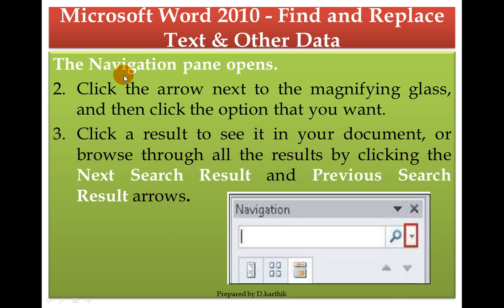So you can see a navigation panel. This is the navigation panel. Click the arrow next to the magnifier glass. So this is called the magnifier glass. This is called the arrow. Click the arrow next to the magnifier glass. Click a result you want to save in your document, or browse through all the results by clicking the next search result and previous search result arrows.